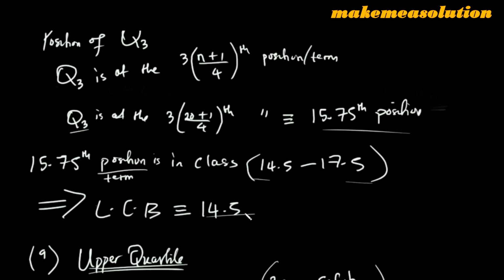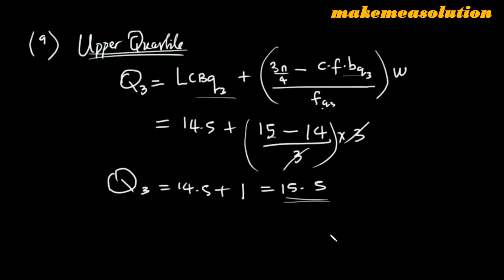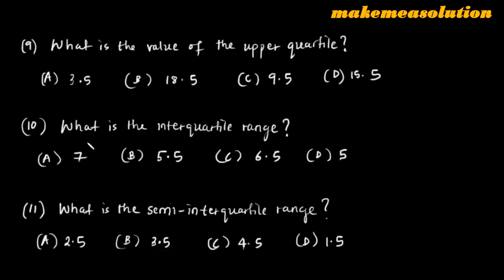Whereas the exact value is 15.5, the position of this third quartile is the 15.75th position of our data, and the lower class boundary of the upper quartile is 14.5. So take note of the difference between the position, the lower class boundary, and the exact value of the upper quartile itself, 15.5. So let's see what question number 10 is all about. Question number 9 is 15.5. That's the value of the upper quartile.